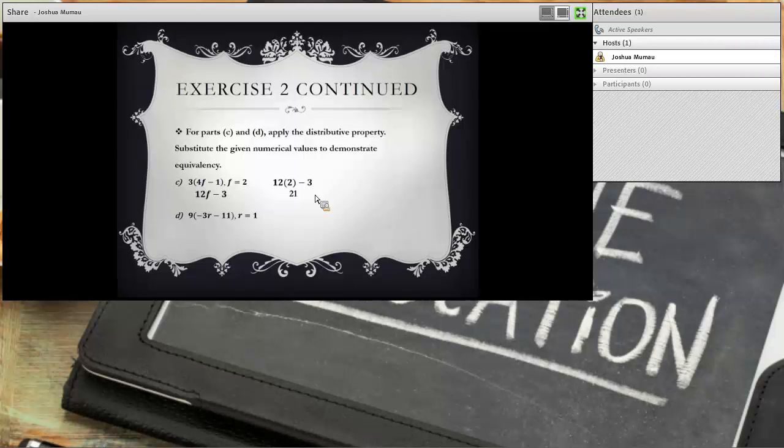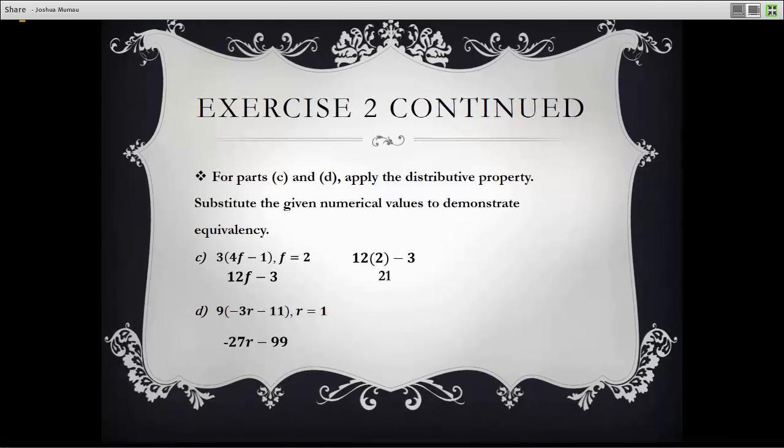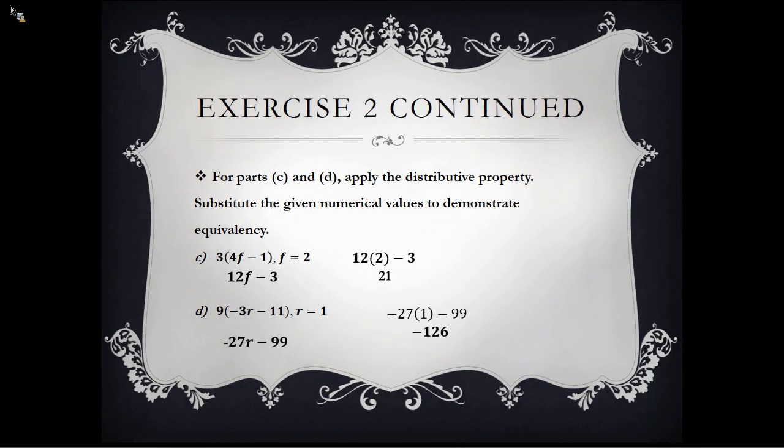Part D, we have 9 times the quantity negative 3r minus 11. We want to plug in the value 1 for r. Well, first, distributing through, 9 times negative 3 is negative 27r. 9 times negative 11 is negative 99. So our expression completely simplified is negative 27r minus 99. We need to substitute in the value of 1 for r. We do that, we get negative 27 times 1 minus 99 equals negative 126.